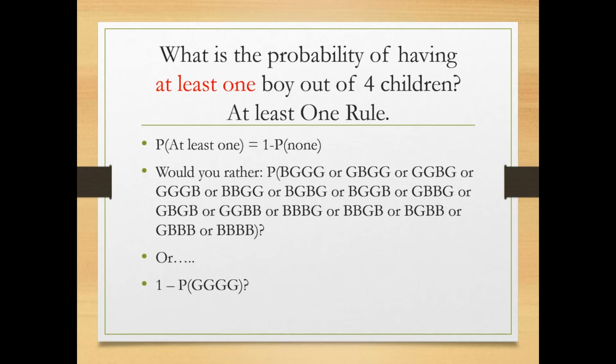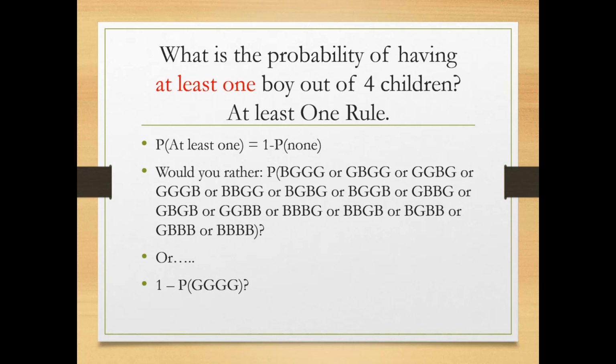Now there's this phrase that you can see in some of your probability questions, which I've put in red, which is "at least 1." That's the at least 1 rule. So here is a great reason why your complement rule would fit something like this so well and save you so much work. What is the probability of having at least one boy out of 4 children?